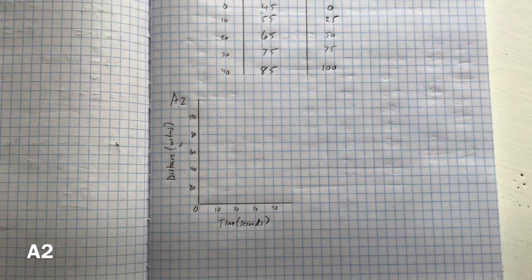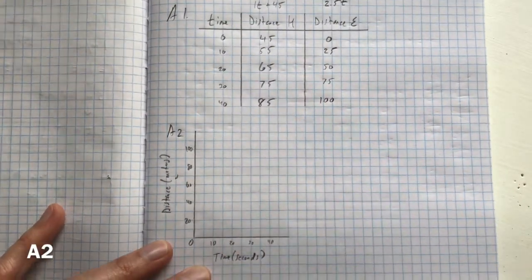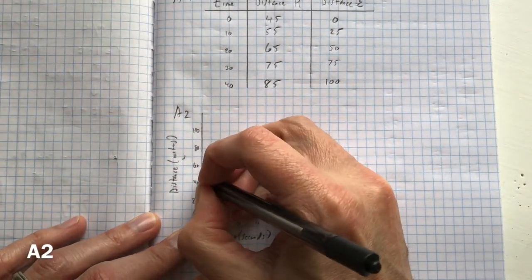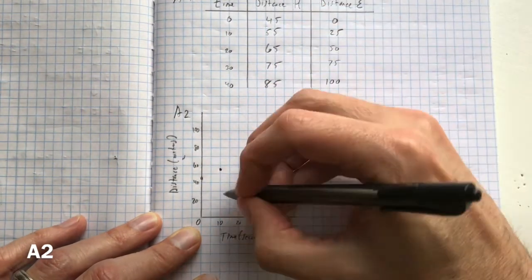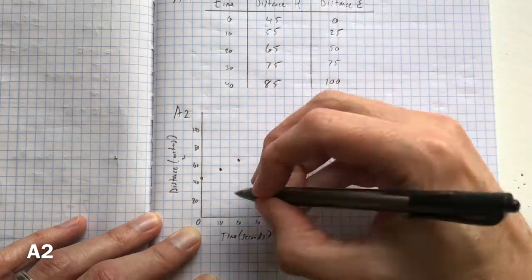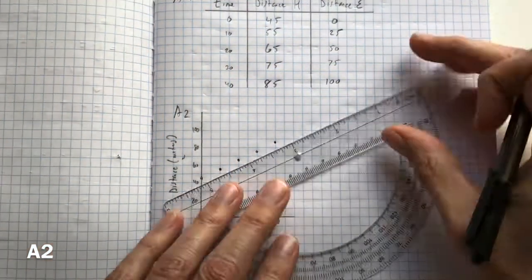So first thing, we get information here for Henri. So you can see that he's at 0, 45. So his first point is going to be 0, and 45 is going to be right around here. His next point is at 10, 55. So I've got 10 and 55. Then 20 and 65. 30 and 75. 40 and 85. So I'm going to use this here to draw that line.